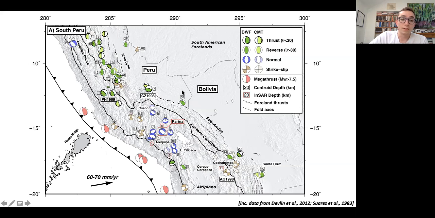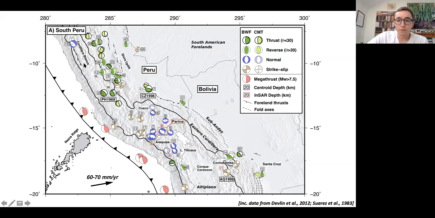And plotted on top of this are a whole bunch of focal mechanisms that have been studied using either the radar geodesy or through that body waveform seismology technique. And we can see there is a huge amount of detail in here, and there's quite significant along strike changes in the way in which the mountain range and its margins are deforming.